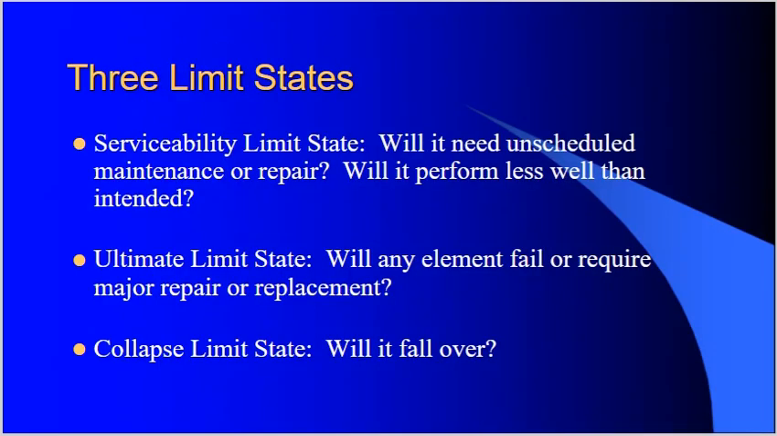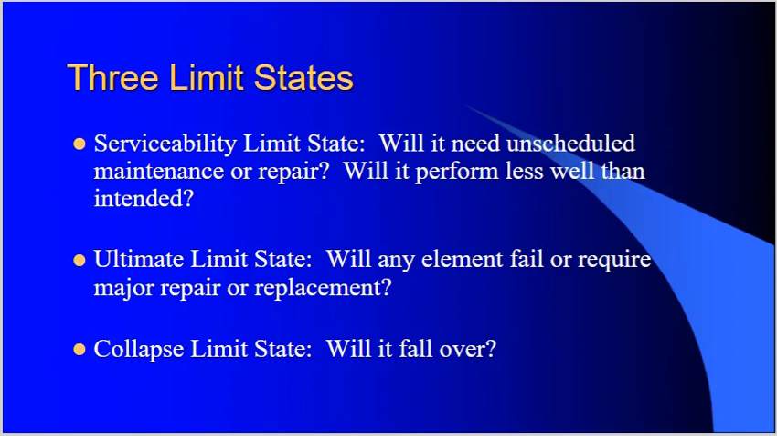So first of all, looking at the limit states defined in most of the international codes. Typically the codes define two limit states: a serviceability limit state, which looks at whether a structure will need unscheduled maintenance or repair, or will perform less well than intended, and an ultimate limit state, which in most cases is defined as a collapse condition.